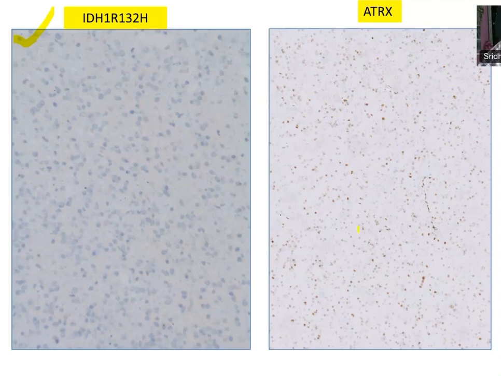Yes, so this picture is ATRX. How will you interpret ATRX? Retained. Positive, sir, retained. You can see this is an endothelial cell here, and all are retained, including in the tumor cells. So this pattern is different from the second case you saw. In the second case you saw IDH negative and ATRX loss. Here ATRX is retained.